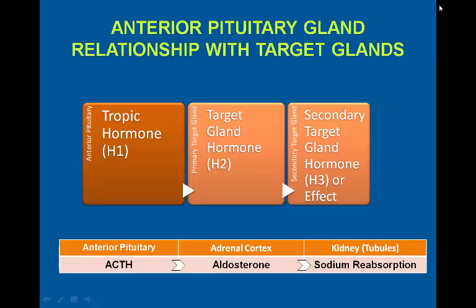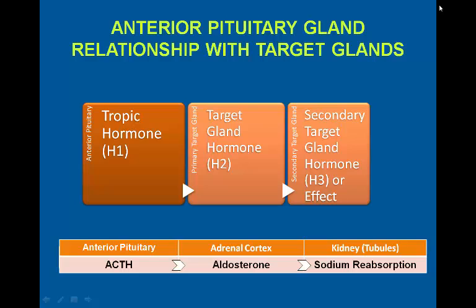The primary target gland, the middle box, is going to respond to the first hormone by secreting a hormone of its own called H2. H2, or hormone 2, travels through the blood to the secondary target gland to have an effect on that secondary target gland. That gland will either secrete a hormone of its own or it will produce some other effect.